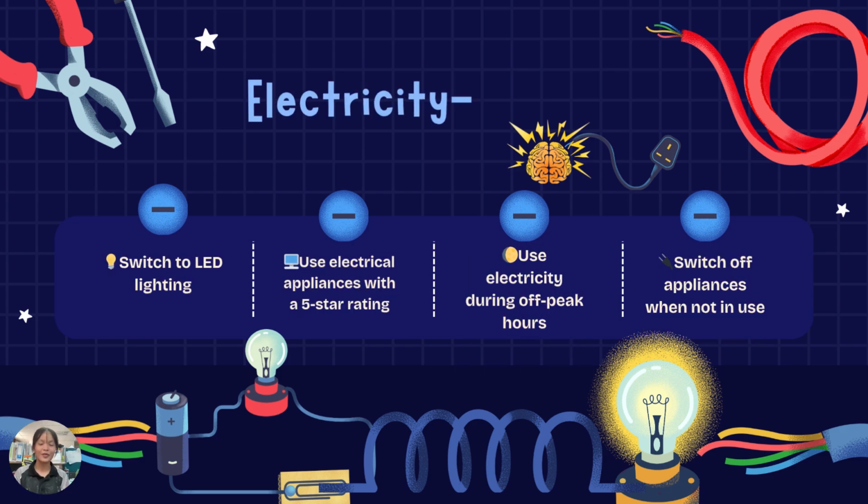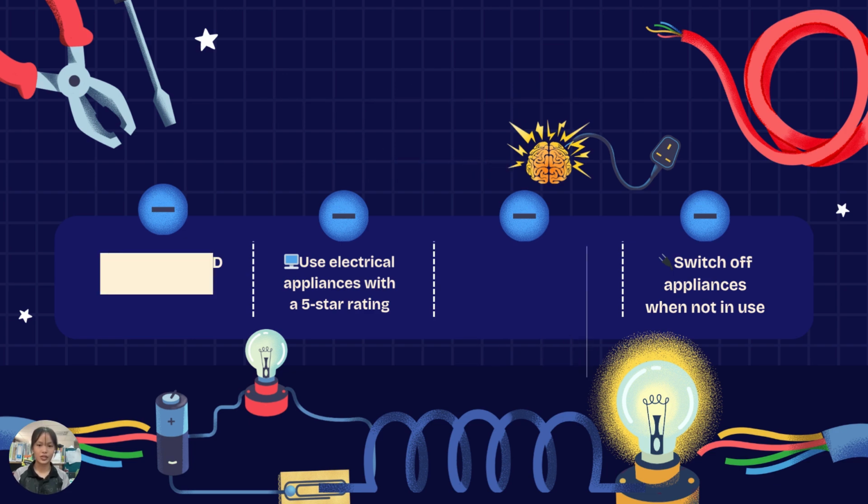Hello, my name is Elkadora Marilyn. I will continue our presentation by presenting the electricity saving strategies. As you can see here, there are four electricity saving strategies. First, switch to LED lighting. Second, use electrical appliances with a 5-star rating. Third, use electricity during off-peak hours. And the last one is to switch off appliances when not in use.